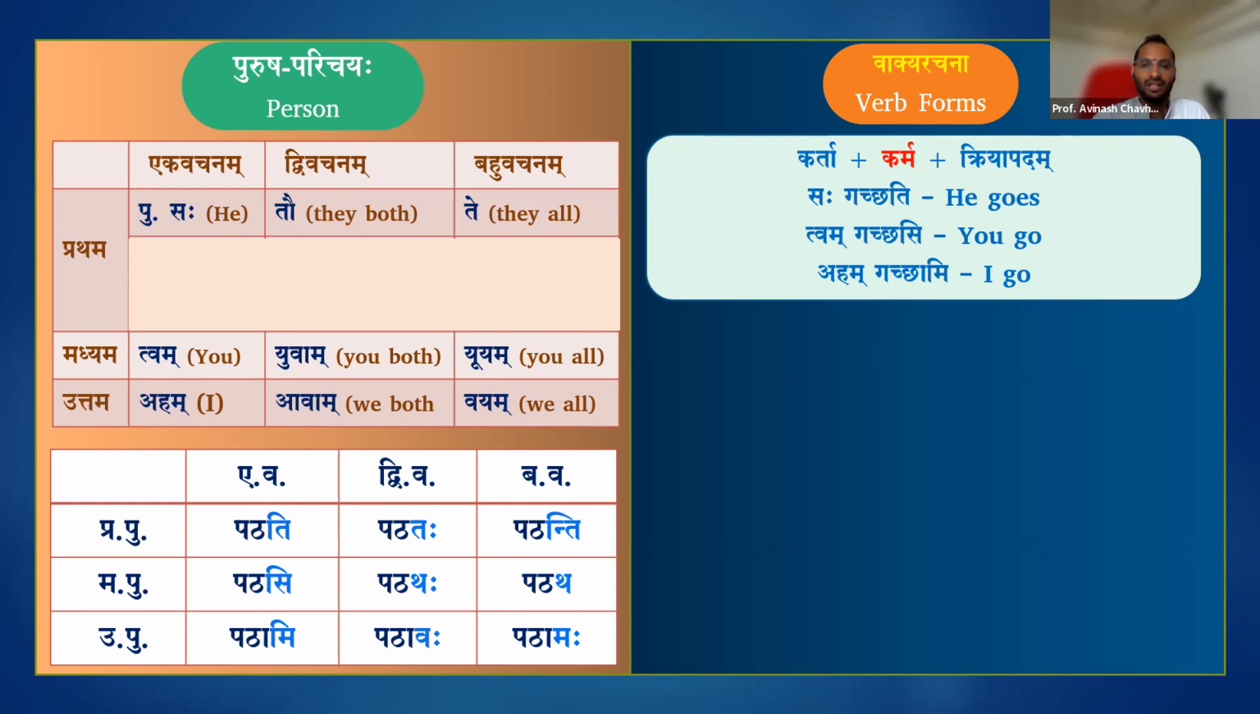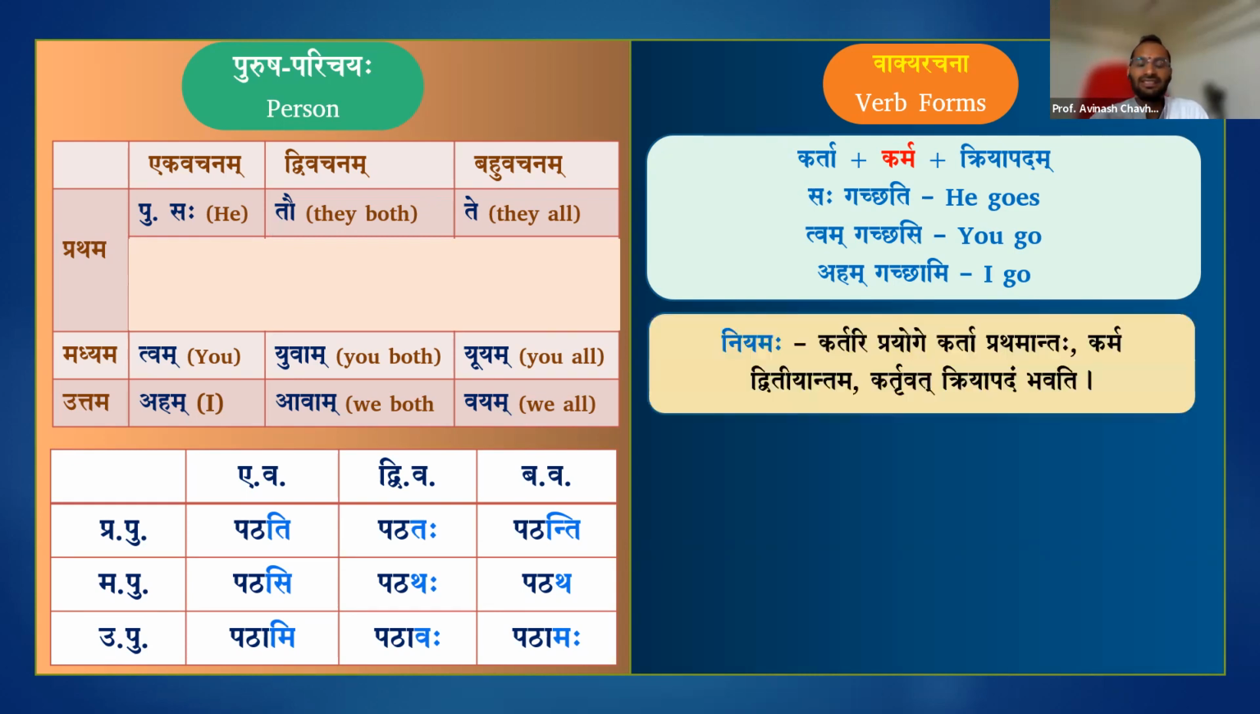Right? So now based on this, there are some rules. If you are making a sentence in active voice, the karta will always be in the first case, prathama vibhakti. So saha, tau, te are prathamanta shabdaha. Tvam, yuvam, yuyam are prathamanta shabdaha. Aham, avam, vayam are prathamanta shabdaha. Or any noun if you are using, like particularly Rama.